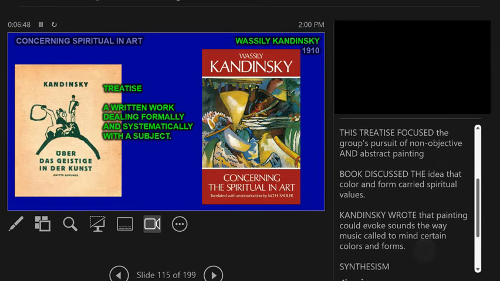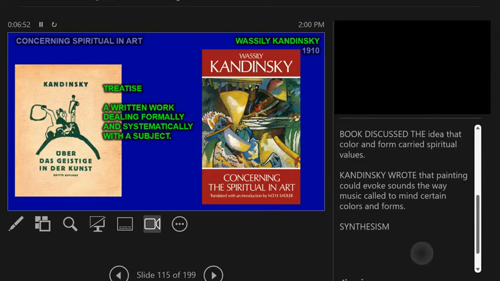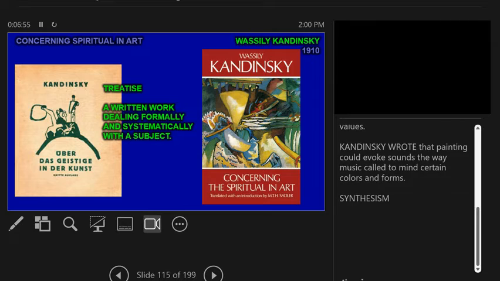This treatise focused on the group's pursuit of non-objective and abstract painting, and the book discussed the idea that color and form carried spiritual values. Kandinsky wrote that painting could evoke sounds the way that certain music is called to mind when you see certain colors and forms. You ever heard of synthesism? They're exploring that color and sound, and it's all intermixable.